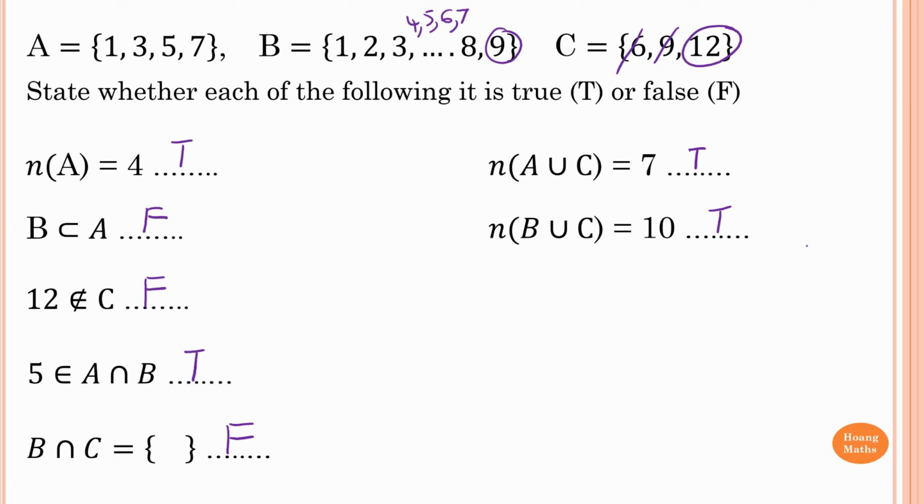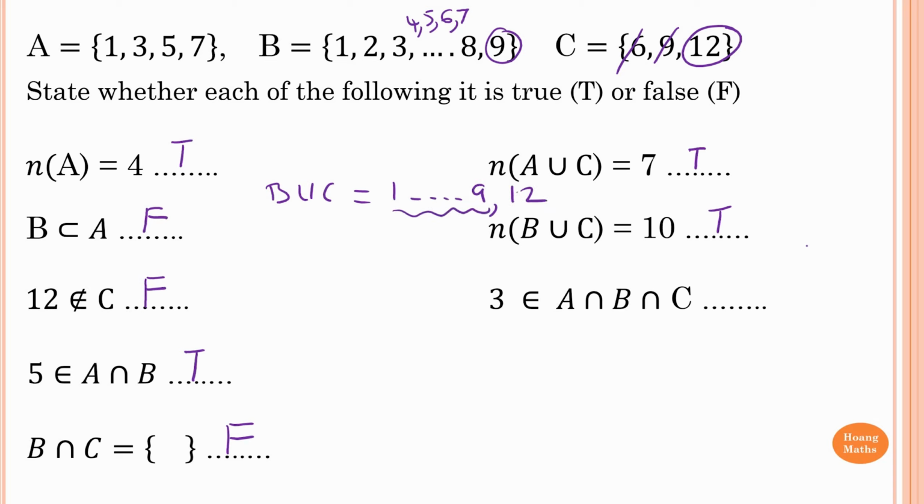Otherwise, you just write them out like B union C. So 1 all the way to 9 and then 12. So we have 9 elements there and another 1. So which is 10. So the answer is true.